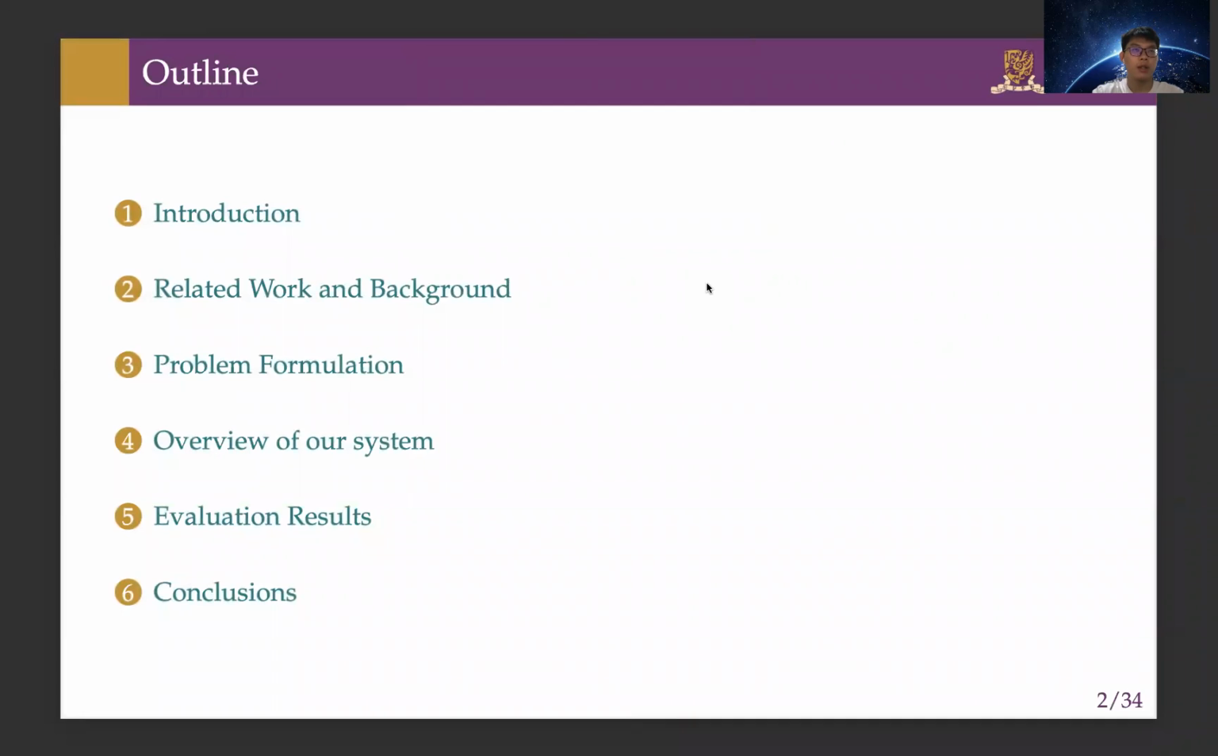The talk is divided into 6 parts. In the first part, I will give the introduction of our work. In the second part, I will share some related work and background knowledge to help readers understand our work. In the third part, problem formulation will be introduced. And in the fourth part, I will give the overview of our system to implement graph and tensor co-optimization. The fifth part will be about our evaluation results. The final part is the conclusion we get in this work, which can guide future research.